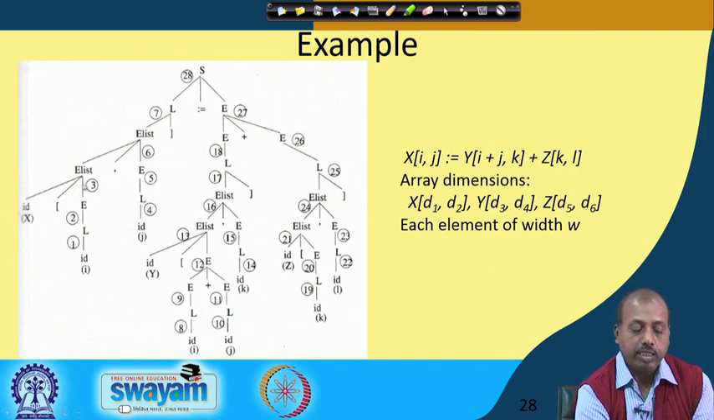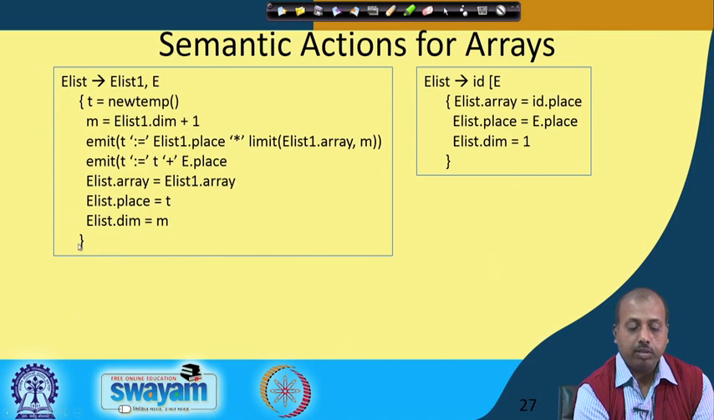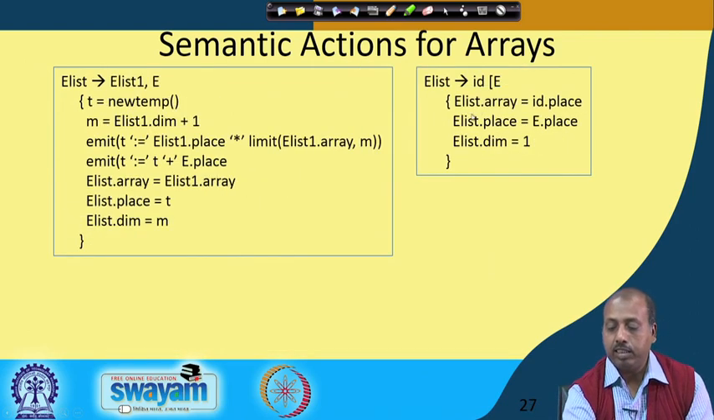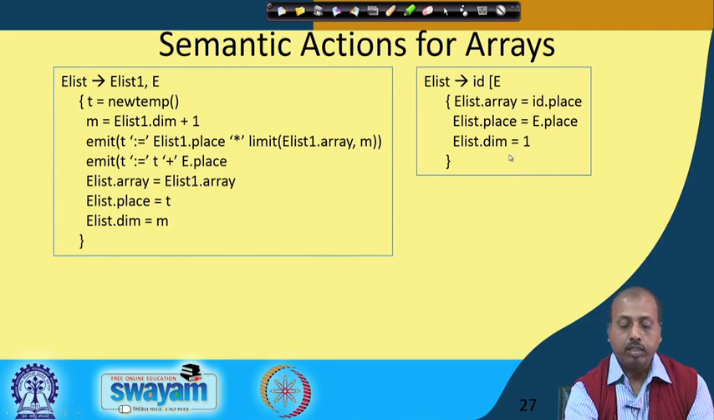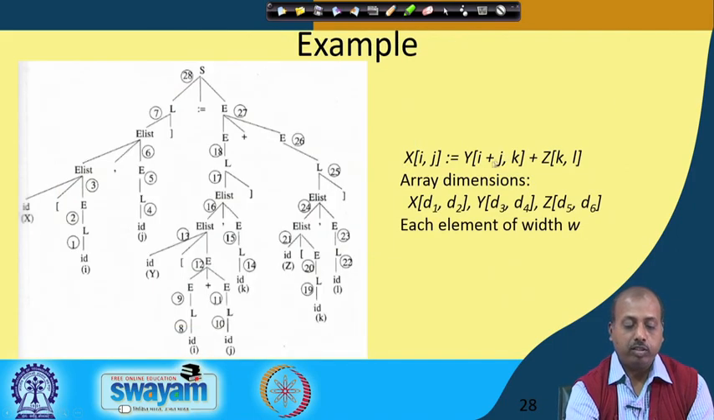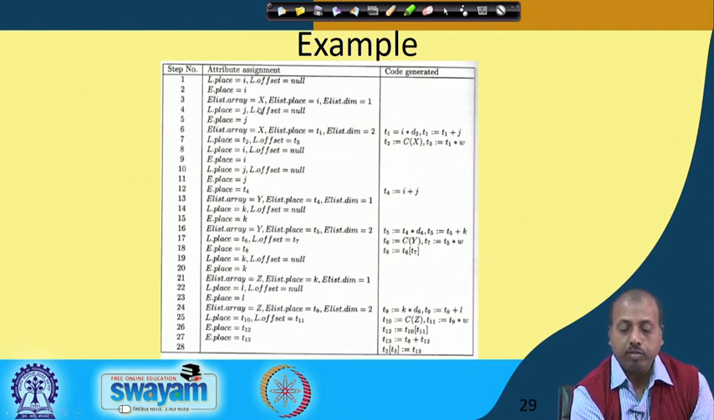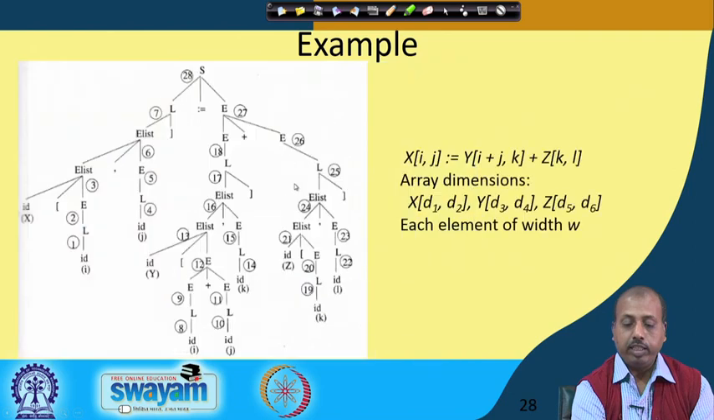So, this is E list producing ID within bracket E. So, let us see what is the corresponding action. So, this is the rule. It says that E list dot array will be ID dot place, E list dot place will be E dot place, and E list dot dimension will be 1. So, let us see whether that has happened here or not. E list dot array equal to x, that ID, E list dot place equal to E dot place, that is I, and E list dot dimension equal to 1. So, that has been done here.